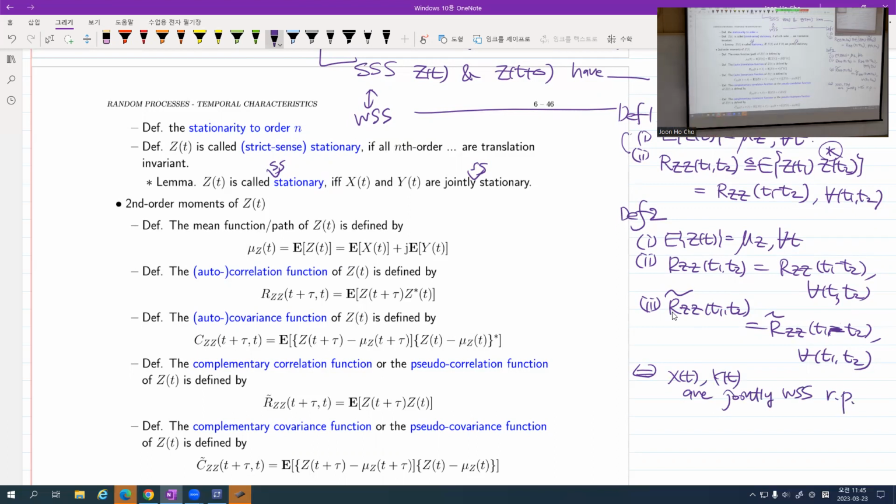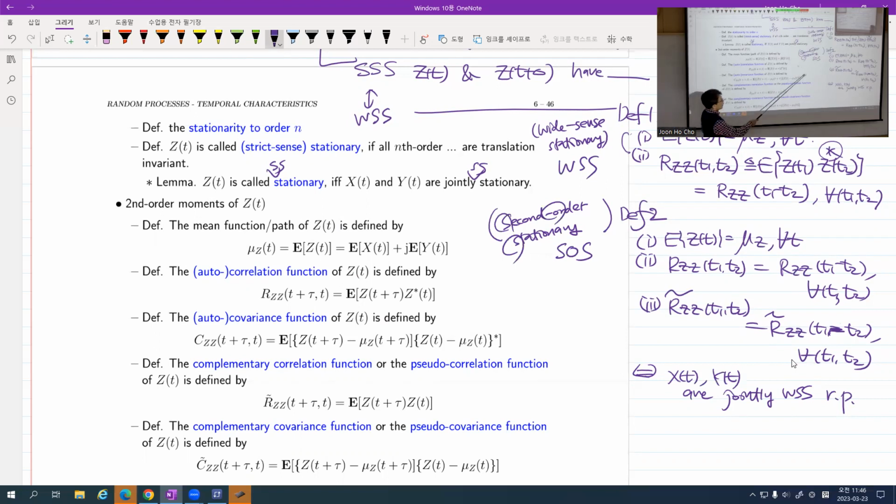However, definition 1 is so popular, given that some people, including me, call this second order stationary. And this is called wide-sense stationarity. So WSS, SOS, second order stationary. However, some other people call second order stationarity a totally different definition, so you should be careful, okay?